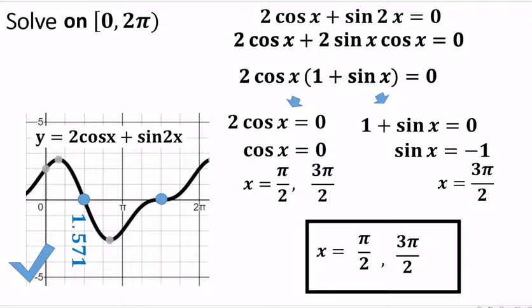The first x-intercept, if I were to use the zero feature of a graphing calculator, is 1.571. If I divide pi by 2, I will get 1.571, verifying that pi over 2 is a solution. The second x-intercept is 4.712. 3 pi over 2 is equivalent to 4.712, verifying that 3 pi over 2 is a solution.